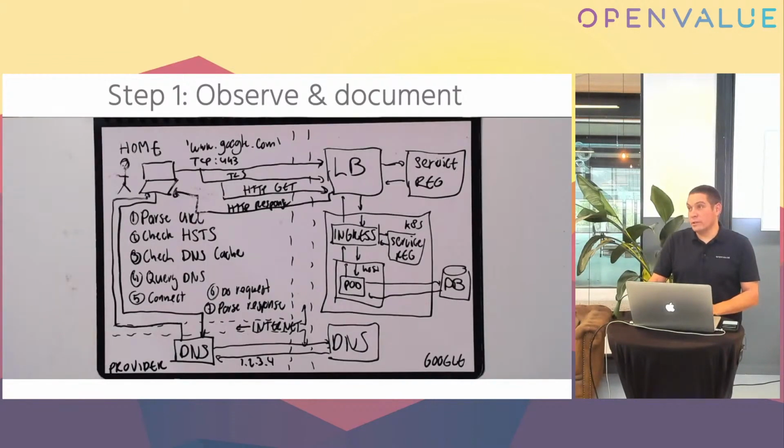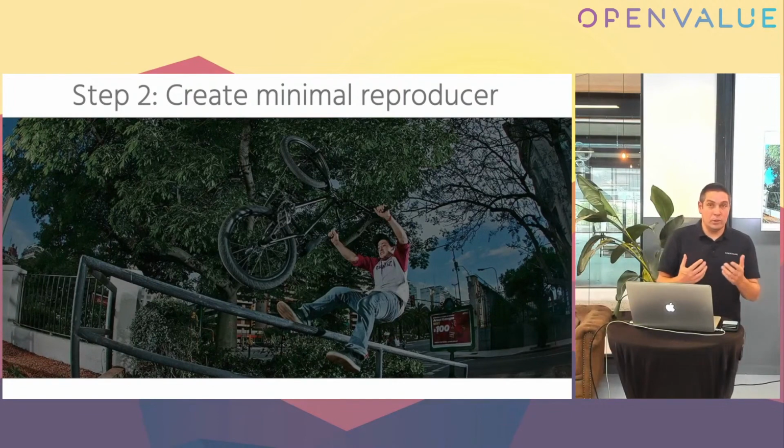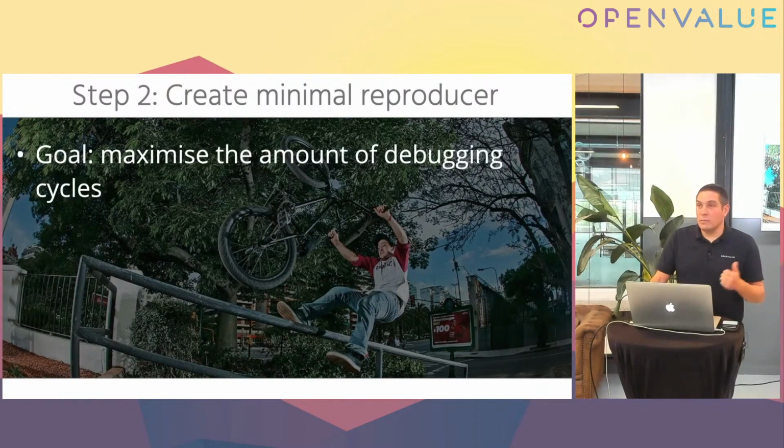And the result might be something like this. Then the second step is to try to create a minimal reproducer: a utility or a tool or a program that demonstrates the problem as simply as possible, in the least amount of steps and the least amount of time possible. And the goal is to maximize the number of debugging cycles you have.